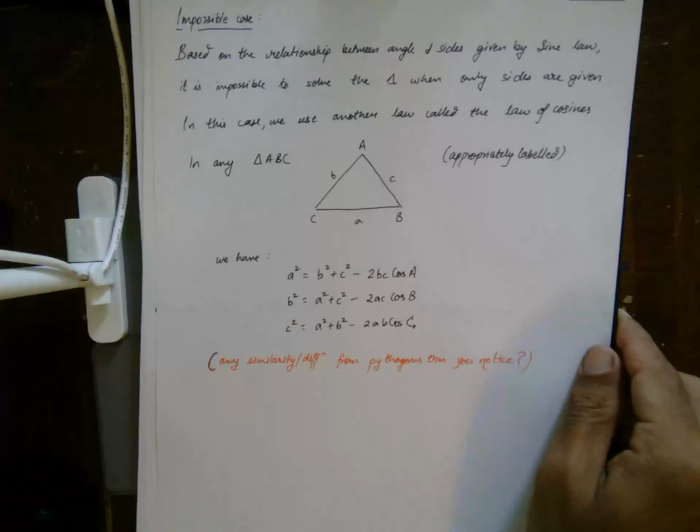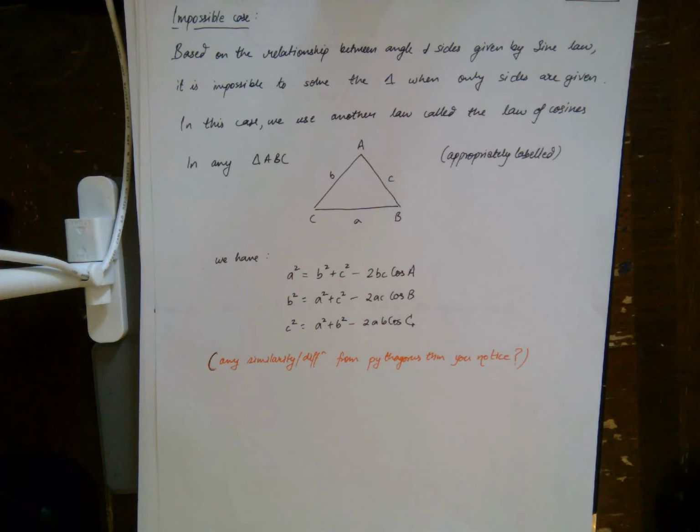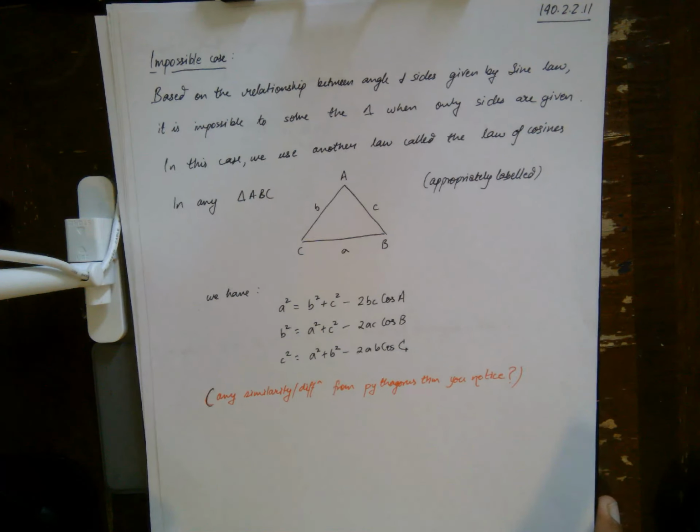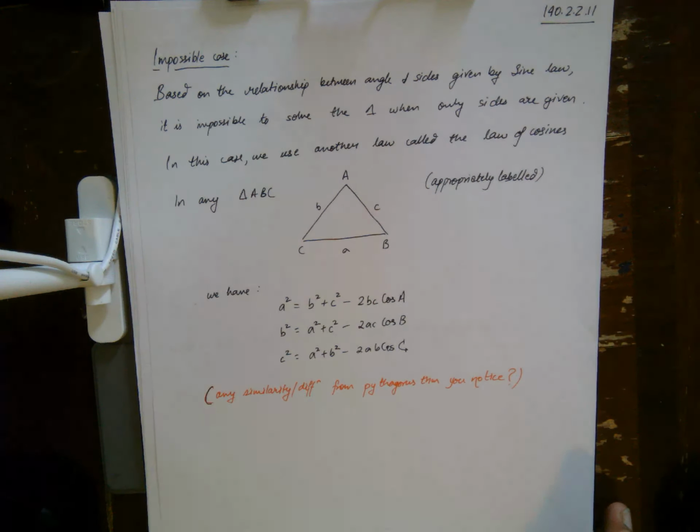So we looked at how to apply sine law. We looked at ambiguous cases to see when you can have one or more than one or no solution. Then we looked at a word problem. And now here's an impossible case.